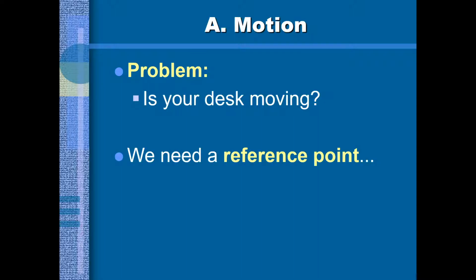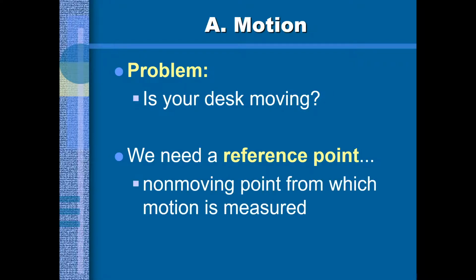But we need a reference point. So everyone that said the desk wasn't moving, you were comparing it to the surface of Earth. Compared to the ground we're standing on, it is not moving relative to the ground. We need some non-moving point from which motion is measured. Motion is relative. So in order to describe motion, we need to have some reference point. Usually we will always say motion is relative to the ground. When we say something is moving, we're referring to some stationary object.